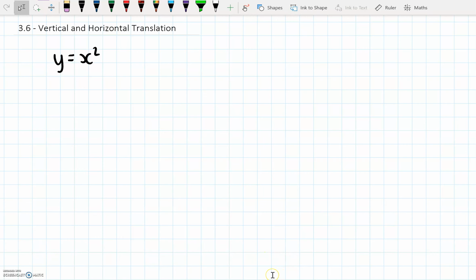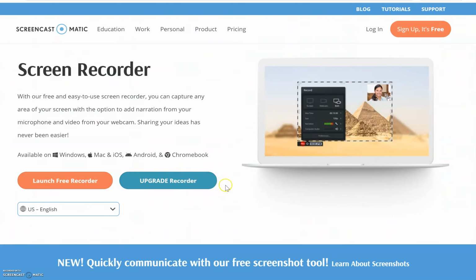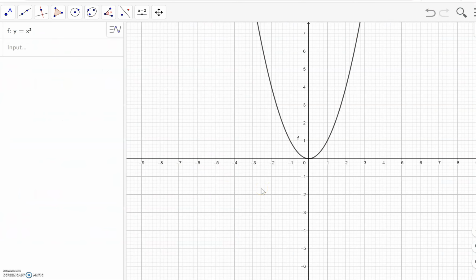I have another program here that's going to help us with this, and that is GeoGebra. Okay, so we're going to start over here. Now, this is GeoGebra. We use it to do dynamic graphing. So if we want to change something and see what happens instantly, we can use GeoGebra to do that. What I've graphed here is y equals x squared.